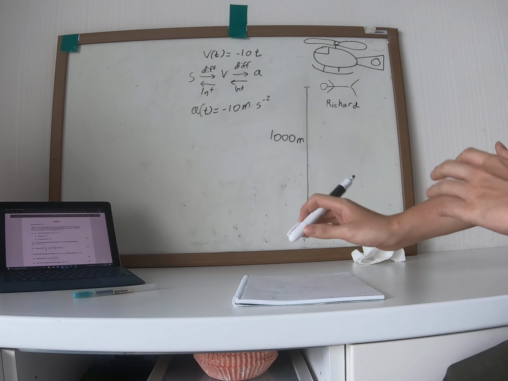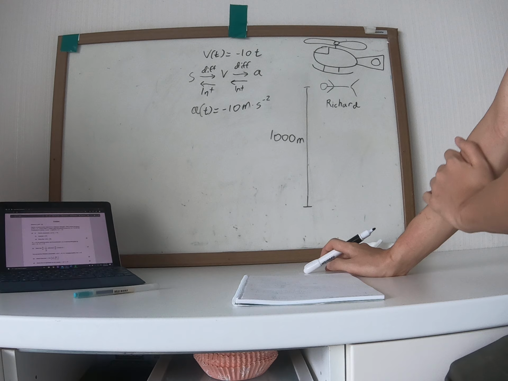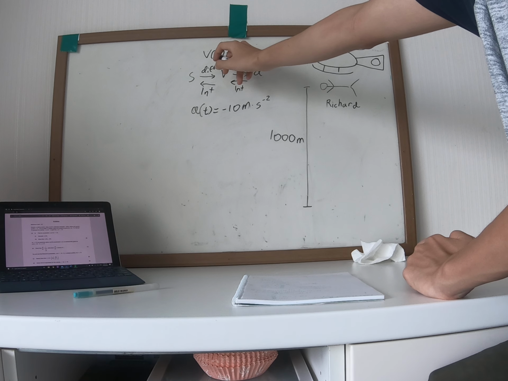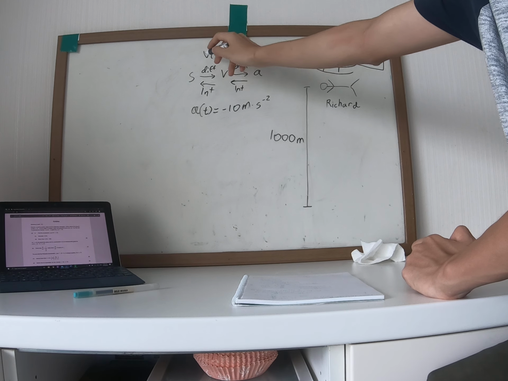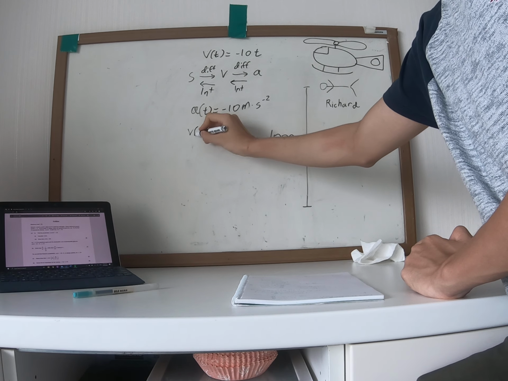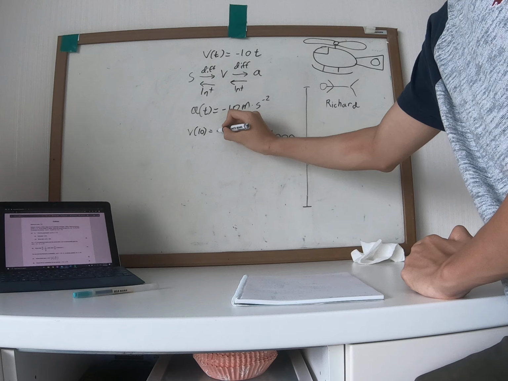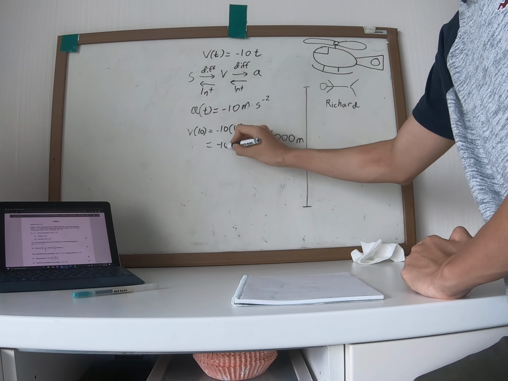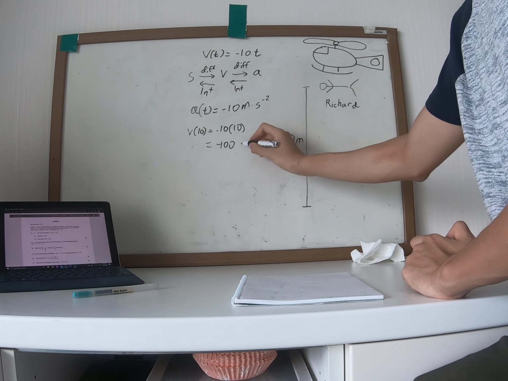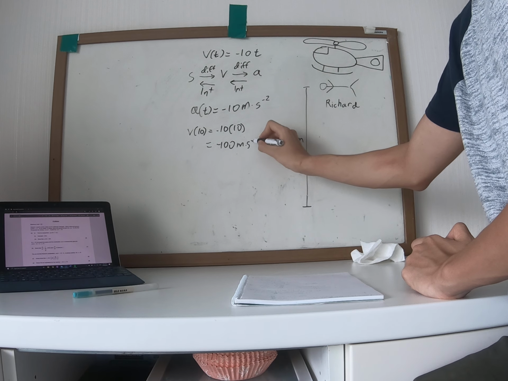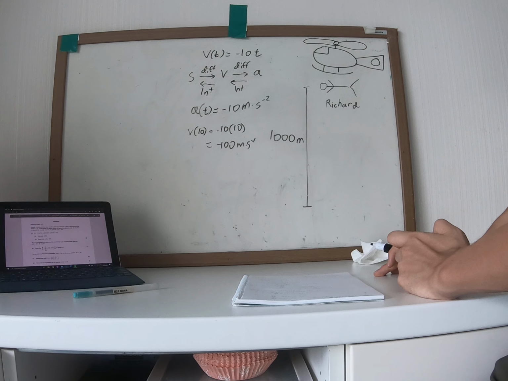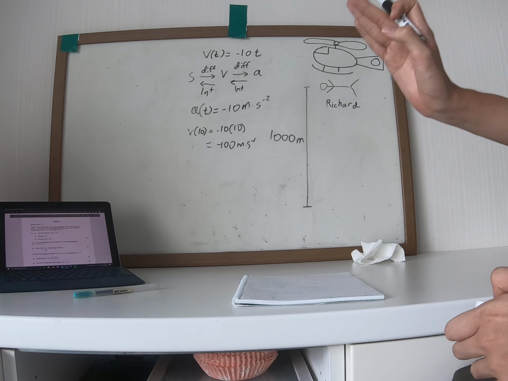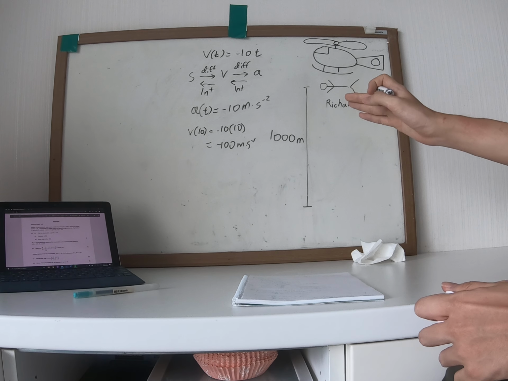Then A2 says, calculate v(10). This is also another simple question. You can just put 10 in the place of t in our first equation. So v(10) equals negative 10 times 10, which is just negative 100. Beware of the unit, it is meters per second. Now to our third part of the question. It says, show that s(10) equals 500.